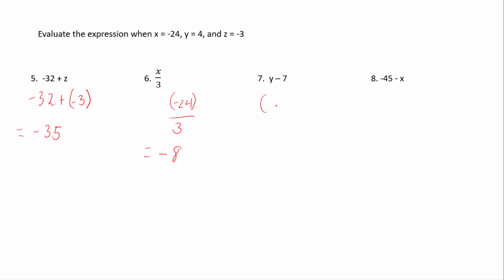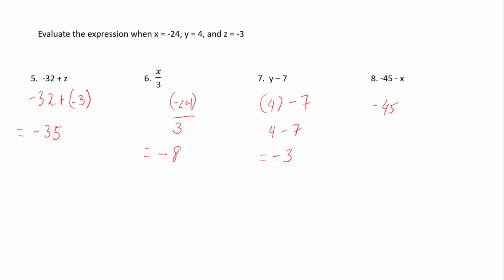Y minus 7. The value for y is 4, so it's 4 minus 7. There are more negatives. Find the difference, it's negative 3.